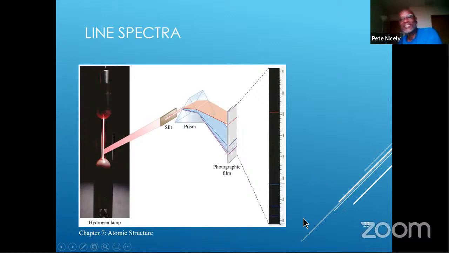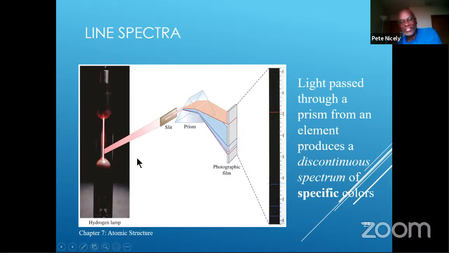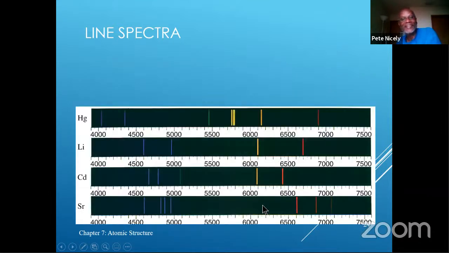And this is something that you see not only with hydrogen in this sort of apparatus, but with different elements in the gaseous state under very low pressure in the same setup, all right? You'll end up with what is called a line spectrum. And what you'll find is that different elements will have their own unique line spectrum, all right?